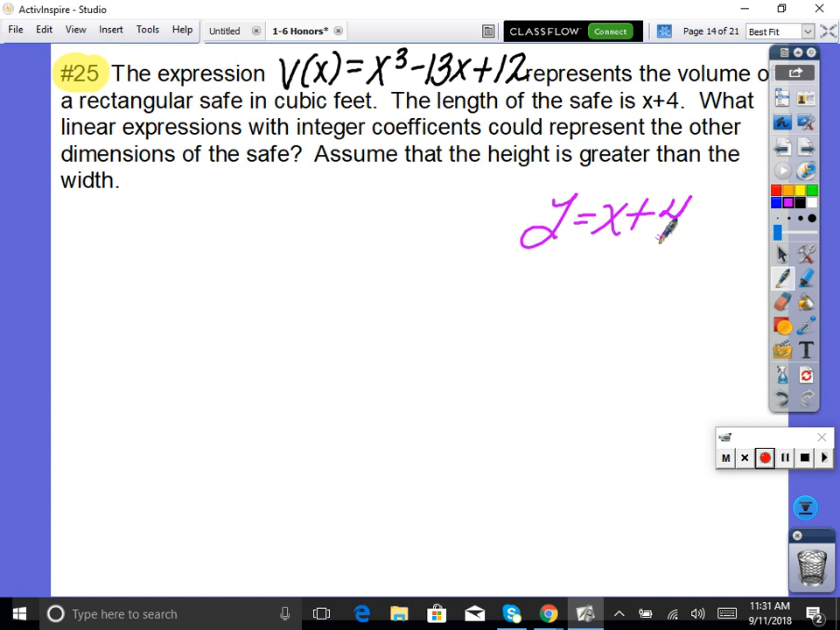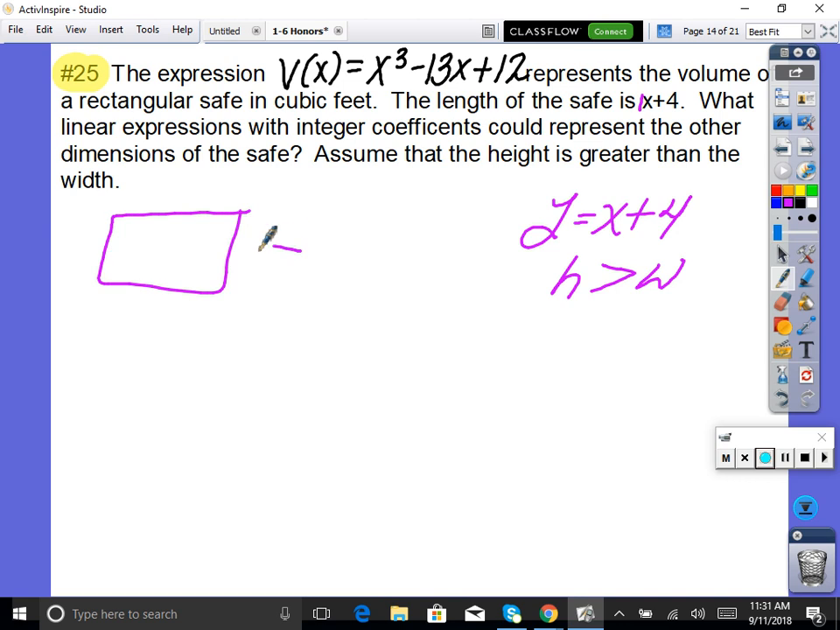What are the linear expressions with integer coefficients? Integer means whole number coefficients. So like 1 is a whole number. So it's asking what linear expressions could represent the other dimensions of the safe. And then it does tell us the height is larger than the width.